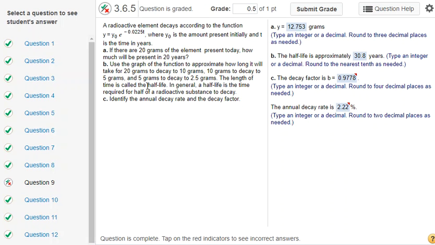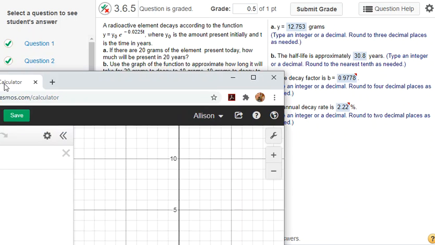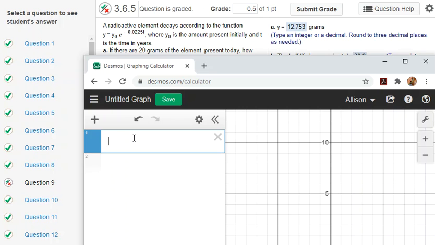All right, so Chapter 3, Cluster 1 Pre-Assessment, number 9. Question here was about Part C, finding the annual decay rate and the decay factor from an equation that started off in the continuous model. And so since it was in the continuous model, I'm going to just make some notes over here on this decimal screen.